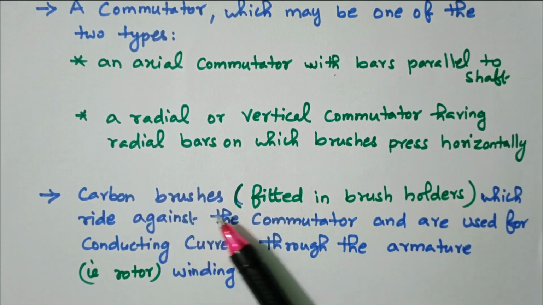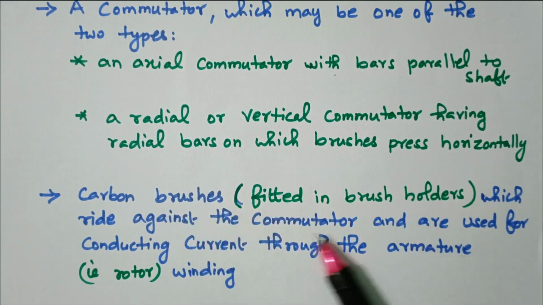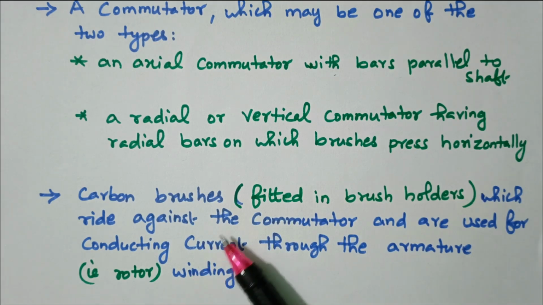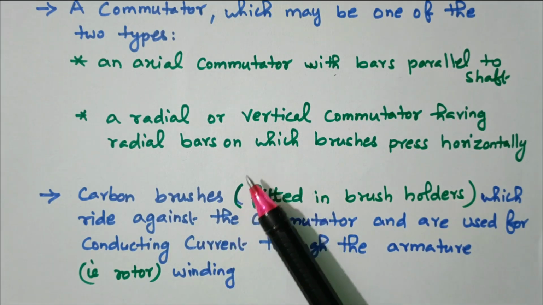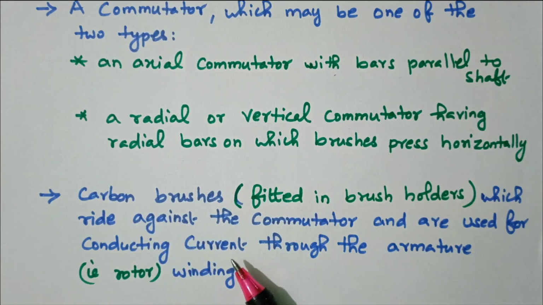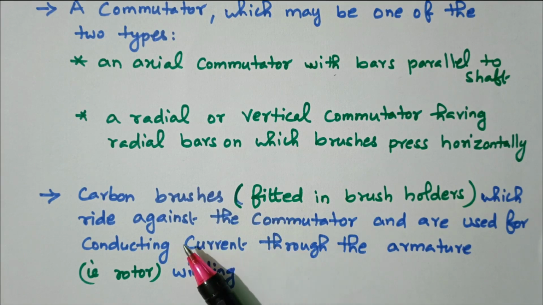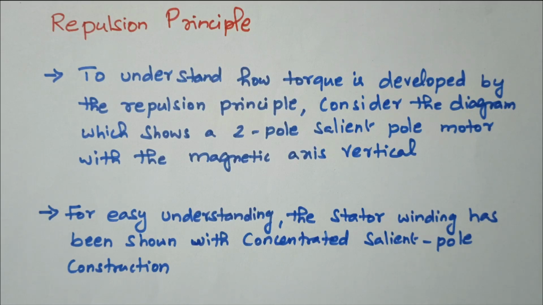Carbon brushes fitted in carbon holders ride against the commutator and are used for conducting current through the armature winding, that is the rotor winding. So when the commutator is available, automatically we have carbon brushes, fitted in the carbon brush holder, riding against the commutator and conducting current through the armature winding. Now we'll see the repulsion principle.